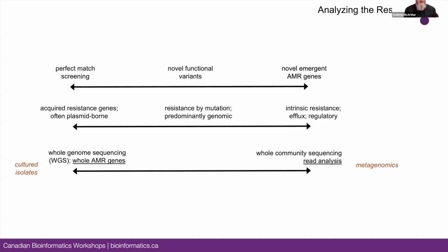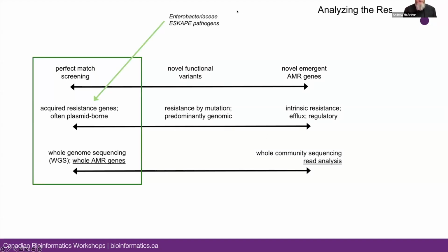So where's the field at? All on the right, I'm putting in green. We're all, not just CARD, but all the NCBI resources, ResFinder in Denmark, all our colleagues, all the specialist databases. We're doing really well in this space. So culture-based, plasmid-borne or highly expressed, high-quality threats with perfect matching to say, oh, I've got NDM-1 in my isolate. This is working extremely well. It's very effective for the Enterobacteriaceae and the ESCAPE pathogens, which covers a huge range of the resistance we see clinically in animals.